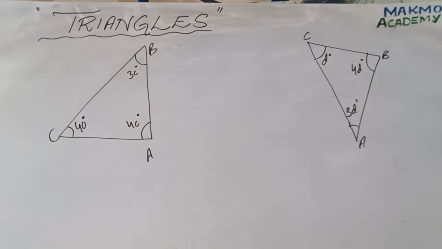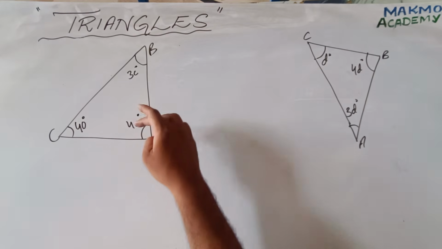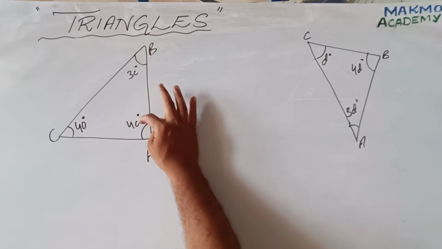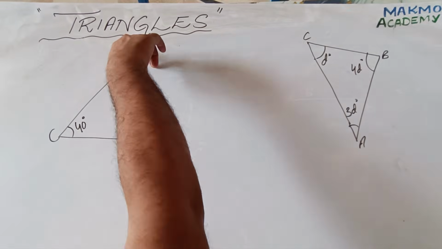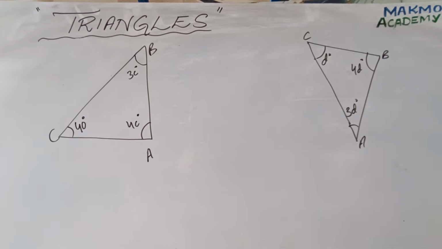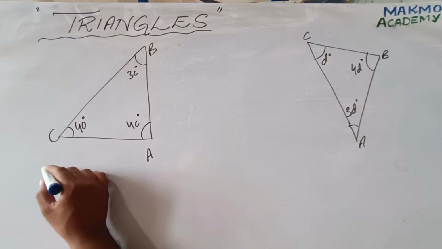Now let's look at these two problems. In this one, the unknown is angle C. C is unknown, which we need to find out. The size of this angle is 4C, the size of this angle is 3C, and it's 40. So again we will use the same technique.